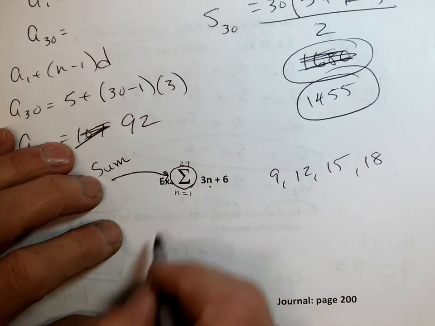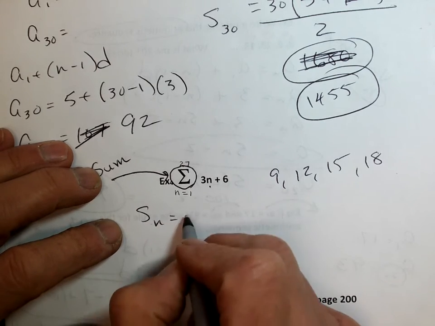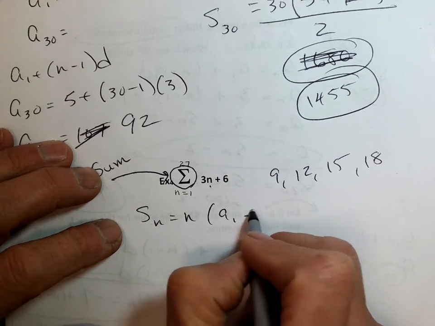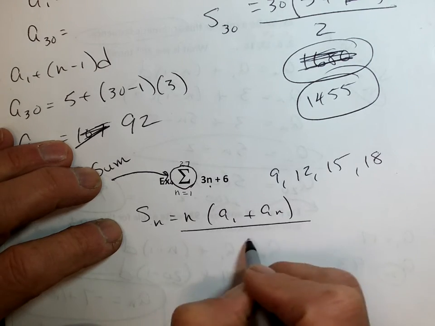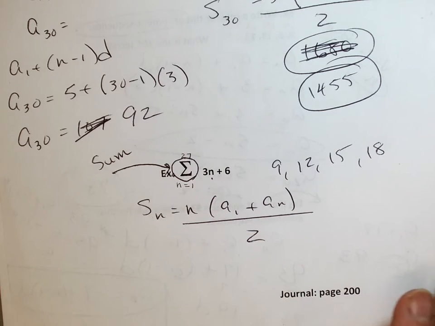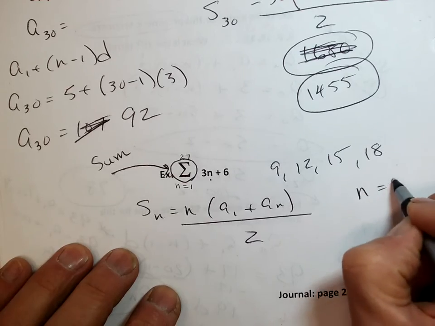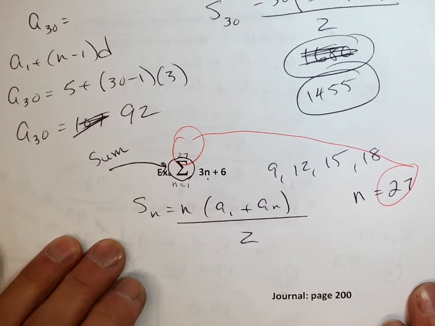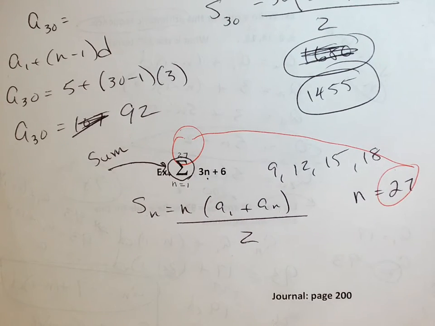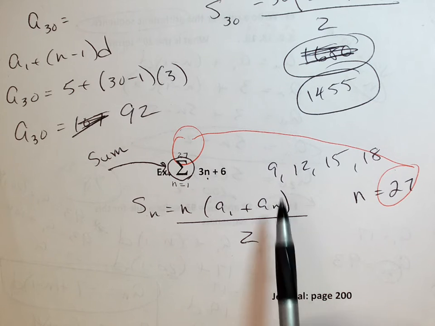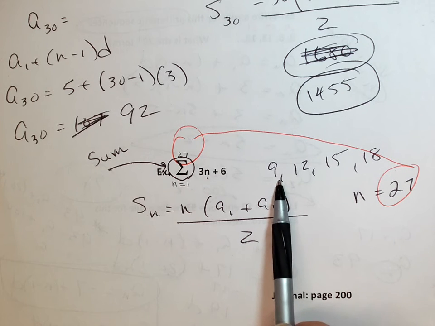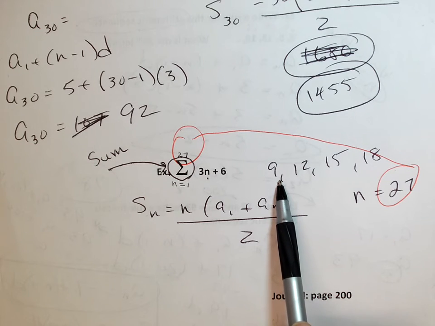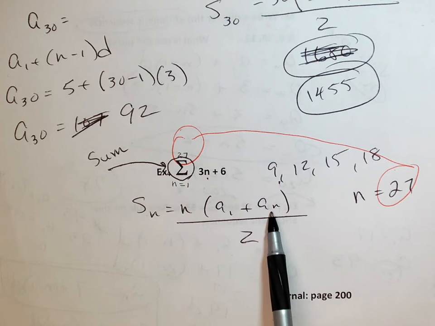So if it's arithmetic, I've got S of n equals n times a1 plus an, divided by 2, okay? How many terms am I going to have? 27. So I know n is equal to 27, because you're going to go from 1 to 27, so 27 terms. A1 is 9, right? Everybody agree with that? I plugged in 1 and got my first term. Okay. Now, how many terms are there? 27. Now, what's the last term?